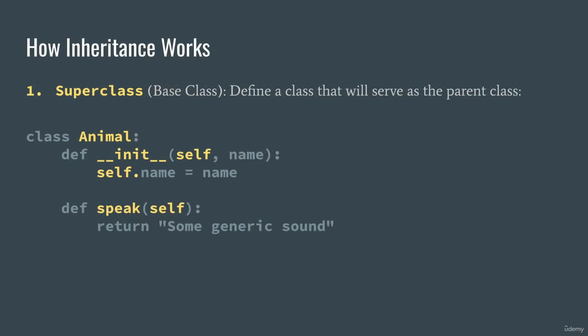First, we define a superclass, also known as a base class, which will serve as the parent class. In our example, we have an animal class. In this animal class, we initialize it with a name attribute and define a speak method that returns a generic sound. This establishes a foundation that other classes can build upon by inheriting from animal.